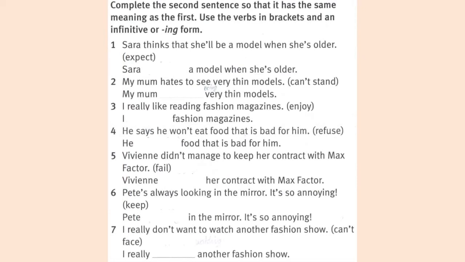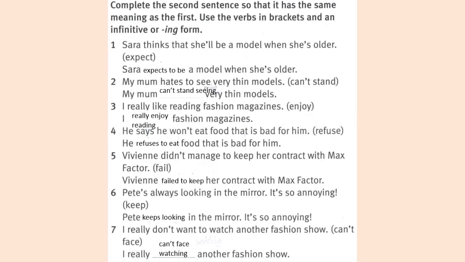And the final exercise for this lesson is to complete the second sentence so that it has the same meaning as the first. Use the verb in brackets and an infinitive or ing form. Stop or pause the video and try to solve the task on your own. So Sarah thinks that she'll be a model when she's older. Sarah expects to be a model when she's older. My mom hates to see very thin models. My mom can't stand seeing very thin models.